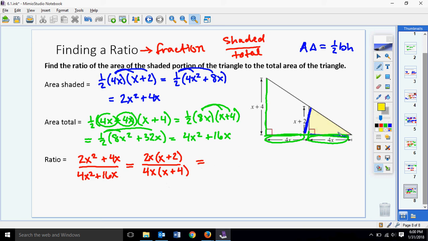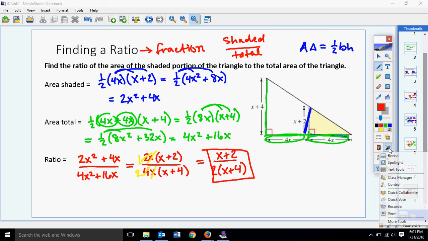Let's cancel out what they have in common. I see an x here and an x here. I can't cancel an x plus 2 with an x plus 4, but I can simplify my 2 over 4. This will simplify to 1/2. So I'm left with an x plus 2 in the top and a 2 times x plus 4 in the denominator. This is the ratio of the shaded portion to the total area of the triangle. And that concludes 6.1 notes.